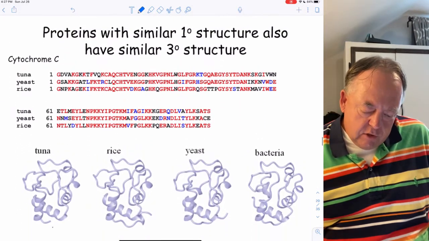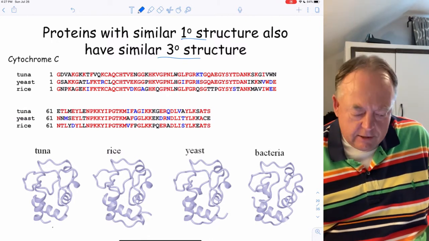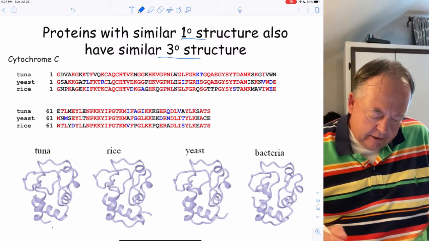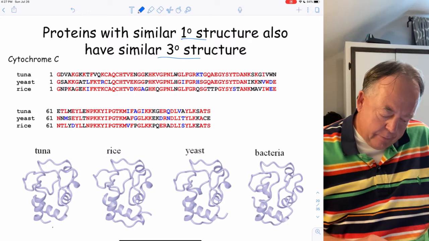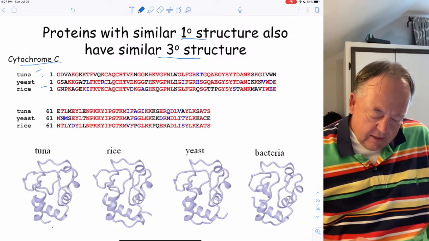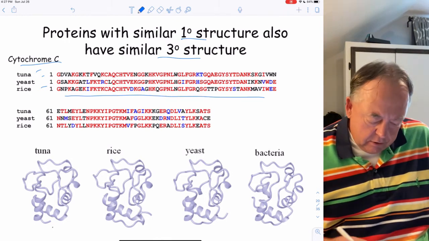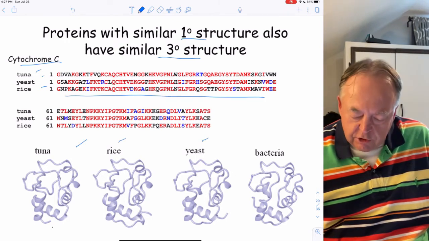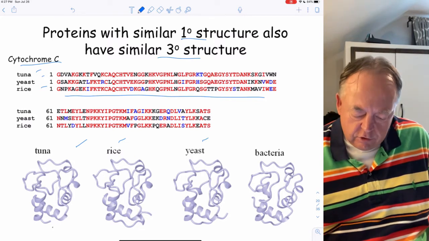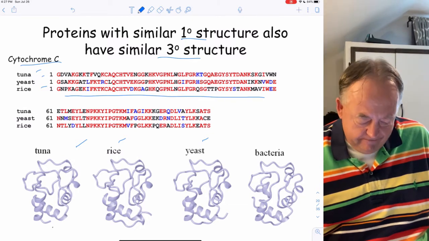Okay, so proteins with similar primary structure have similar tertiary structure, not surprisingly. So this just illustrates through some examples. Cytochrome C protein from tuna, yeast, and rice, they have similar primary sequence, and if you look at their three-dimensional structure, they're very similar in three-dimensional structure as well. So they're probably going to be able to do similar chemistry.